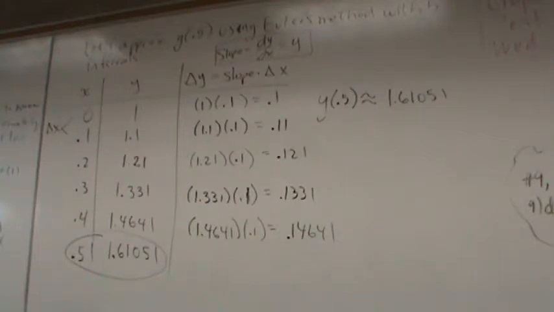It turns out the true answer was 1.648. If I just did a linear approximation, I get 1.5. But if I do Euler's method, I get 1.6105. So that's better, right?